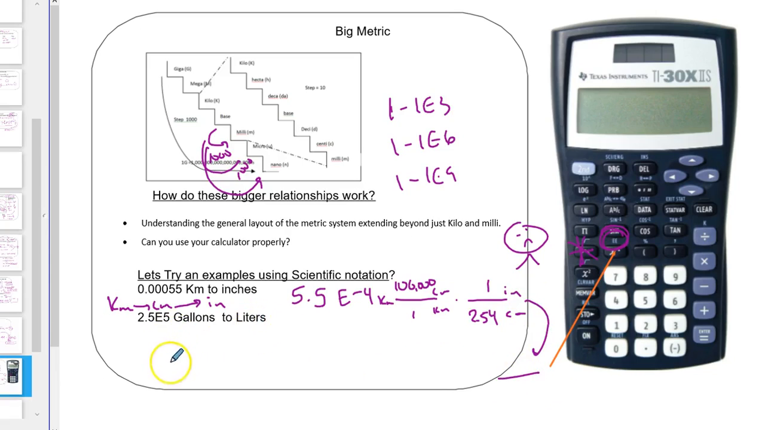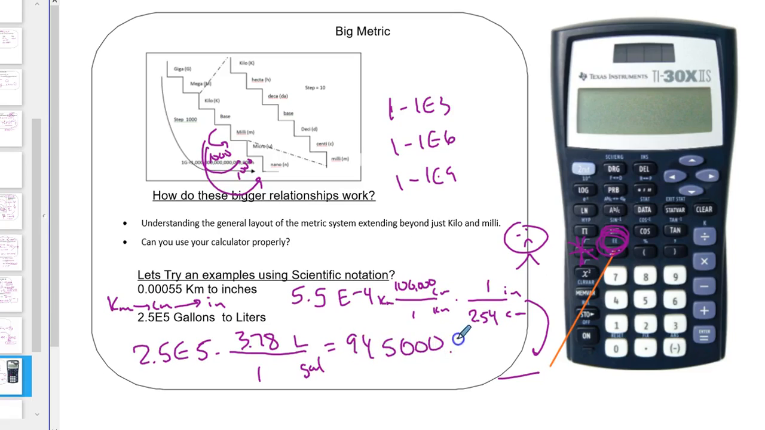Gallons to liters. Okay, so this happens to be a straight conversion. 2.5 e to the fifth. Again, that's just using that guy right there. Dot line, get rid of gallons and go to liters. 1 gallon, 3.78 liters, and I have my answer. I'll calculate this out here. 2.5 e to the fifth times 3.78, and I get 945,000. Okay, and this is in liters.